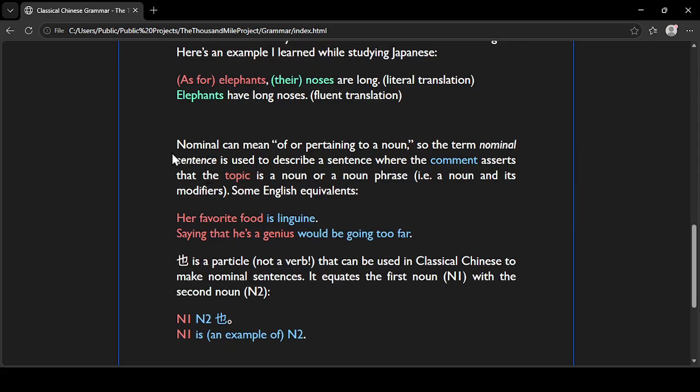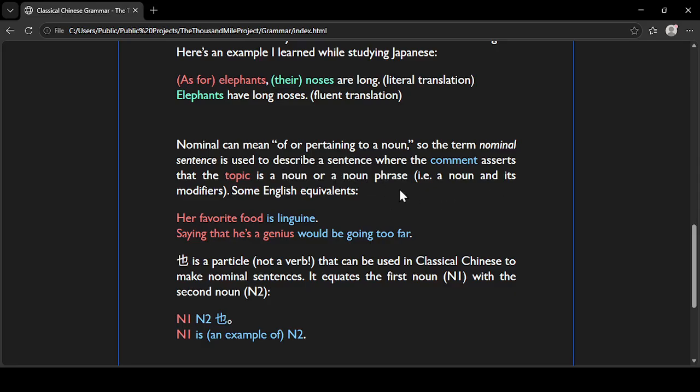So as for what a nominal sentence is, nominal can mean of or pertaining to a noun, so it's basically like a noun sentence. The term nominal sentence is used to describe a sentence where the comment asserts that the topic is a noun or a noun phrase. Now, I assume you know what a noun is. A noun phrase, even I didn't know this until I looked it up for this video, is basically a noun and any modifiers around it, like the and brown in the brown dog. So dog would be the noun and the brown dog would be a noun phrase because it has modifiers.